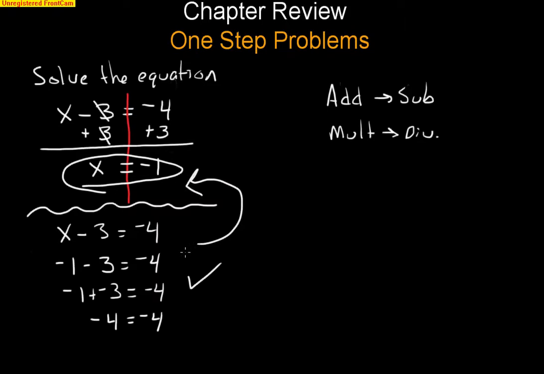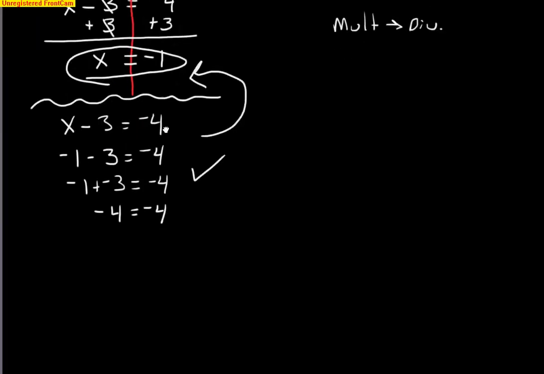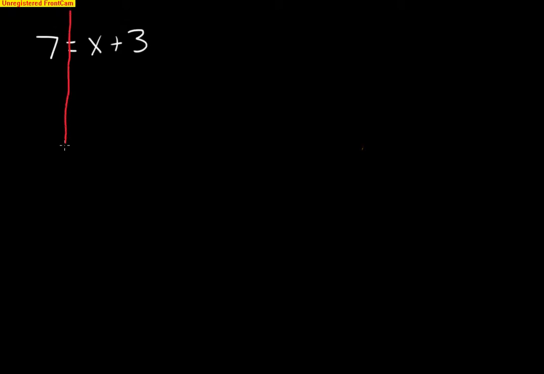That's an example of a subtraction, so let's go ahead and do one of an addition. Let's move this up. For your sample problem, let's use 7 equals x plus 3. Let's put a line down to divide our problem up so we know what the left and right-hand side are.